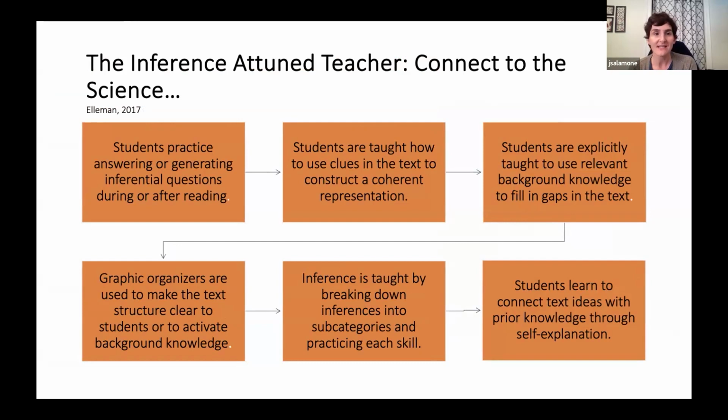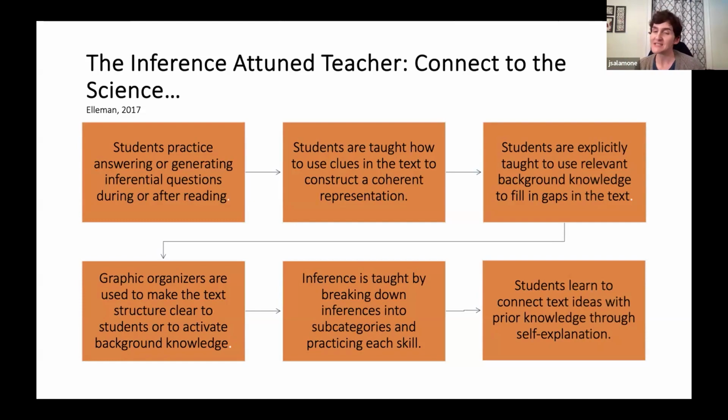The first is that students practice answering or generating inferential questions during or after reading. We've talked a lot about questioning and how powerful that is as a strategy, and it's no surprise that it pops up as number one there. We also want to teach students how to use clues in the text to construct a coherent representation. We're going to talk a little bit about what this looks like for local coherence and global coherence, right? And how that translates with those types of inferences.